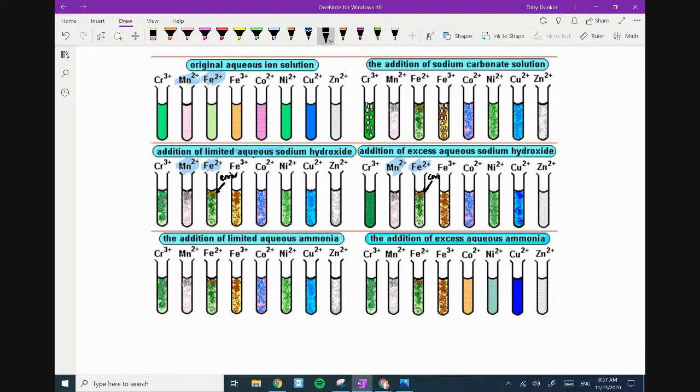Yeah, that's correct, but not for limited, not for little. You don't see it because it's not in an alkali condition. But notice the 2 plus hasn't redissolved. Let's look at another one. Let's go back to another one.